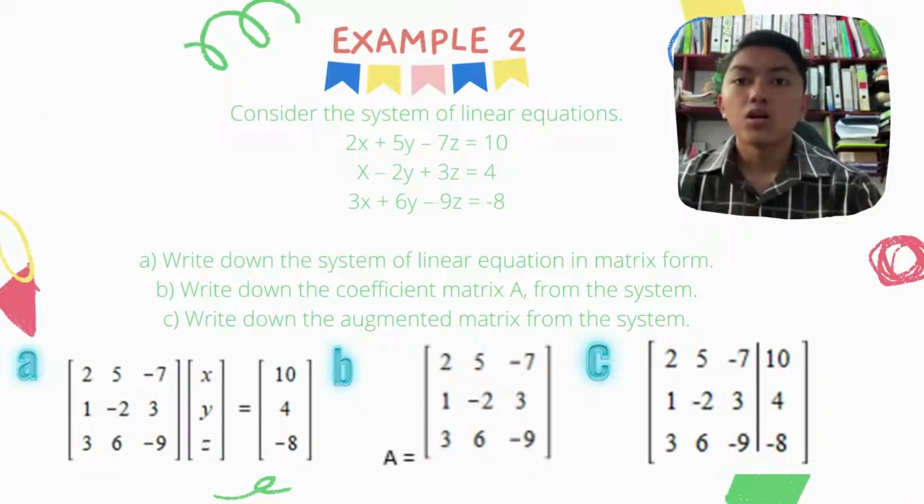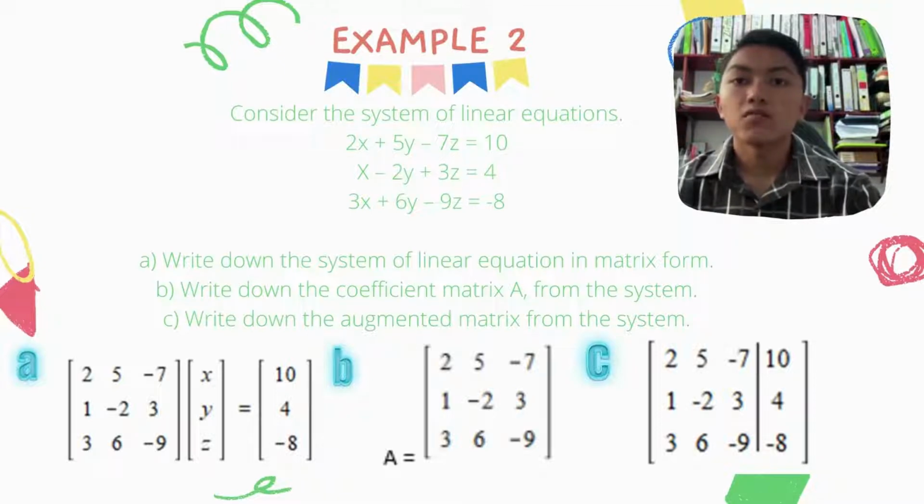Example 2. Consider the system of linear equations. So this example has three equations. A. Write down the system of linear equations in matrix form. So this example will have three variables, that is x, y and z. So the matrix will be a 3 by 3 matrix. So matrix form is AX equals B.